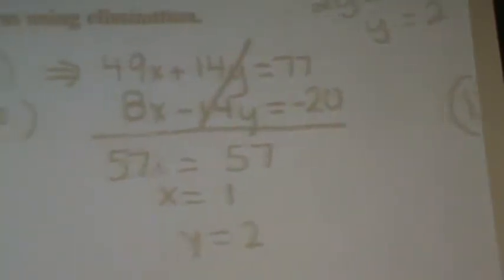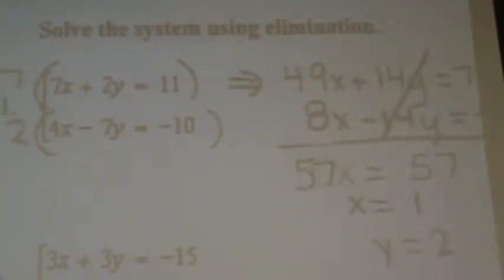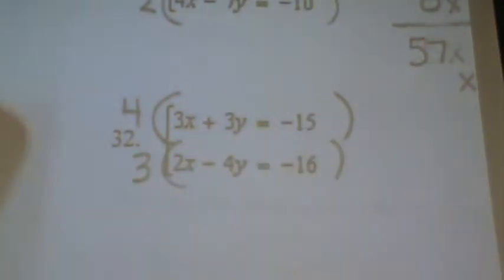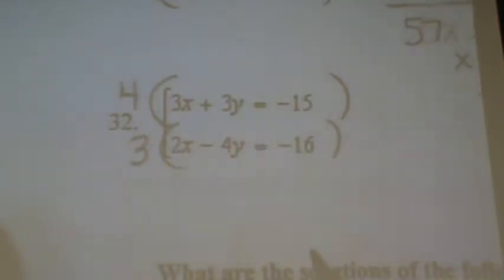Now, on number 32, same thing, what would you do on this one? Top one by 4, bottom one by 3. So go ahead and do it really quick. Tell me what you get.